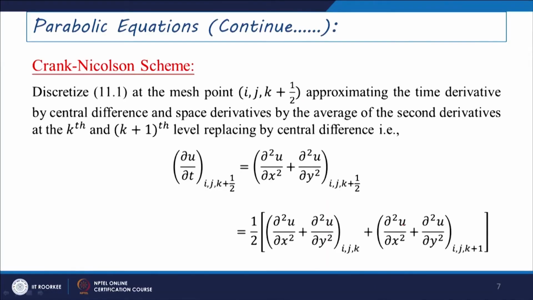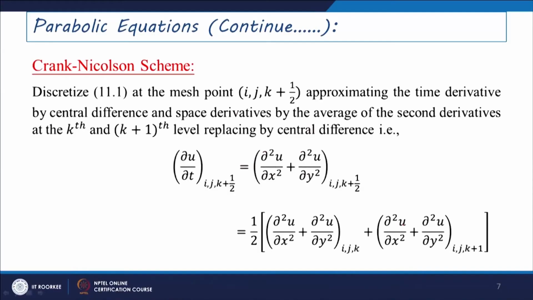For further computation, if we implement the Crank-Nicholson scheme for these two-dimensional parabolic equations, then we have to discretize this equation at the mesh point i j k plus half, since we are considering half of the time level, and then we take the average. So, we approximate the time derivative by central difference and the space derivatives by the average of second derivatives at the kth level and k plus 1th level, replacing them by central differences.